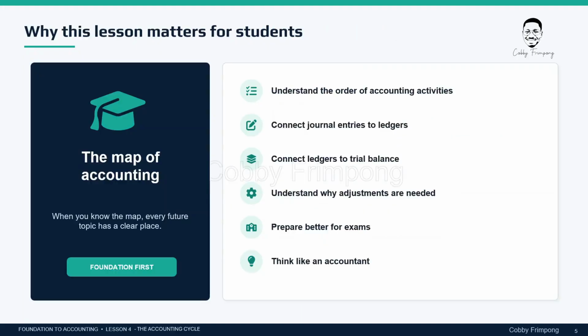Why this lesson matters for students. If you are a student, this lesson is important because it gives you the map of accounting. If you do not know the map, every topic may feel confusing. The accounting cycle shows where each topic belongs. It helps you understand the order of accounting activities, connect journal entries to ledgers, connect ledgers to trial balance, understand why adjustments are needed, prepare better for exams, and think like an accountant.